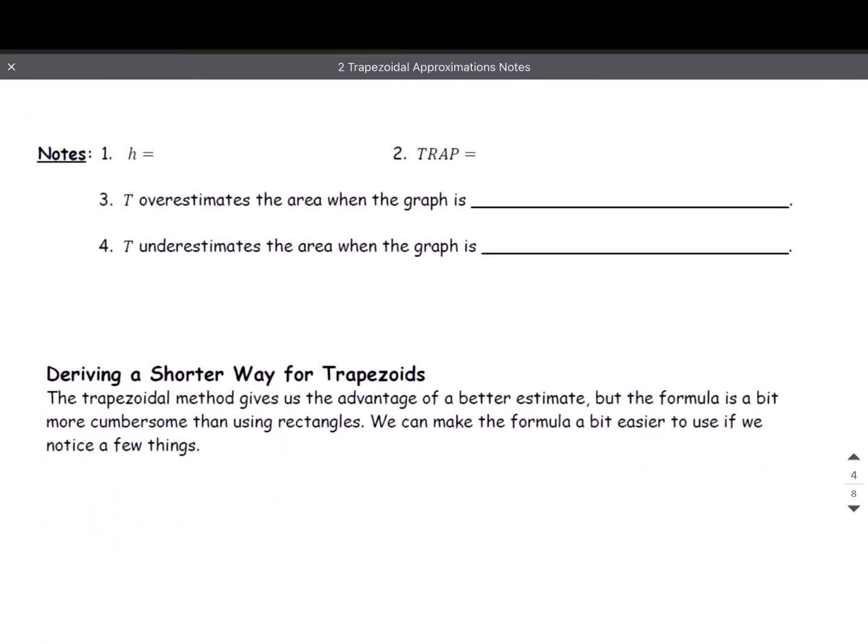So a couple things to note. The height is the same as our delta x, so it's the length of the interval, b minus a, divided by the number of subintervals we want. And a nice thing about trapezoid is it's the average of the left RAM plus the right RAM. So if you know the L RAM and the R RAM, you can just add them up and divide by 2. Now another thing, trapezoid overestimates the area when the graph is concave up. It underestimates the area when the graph is concave down.